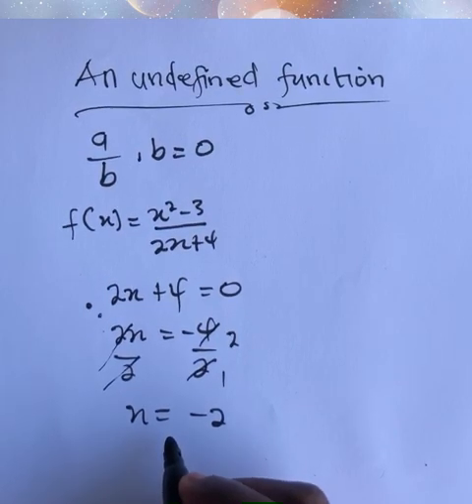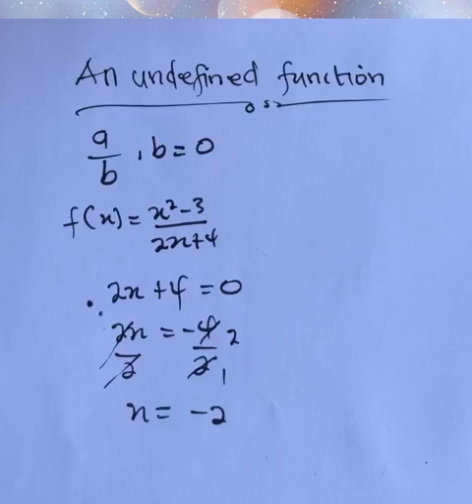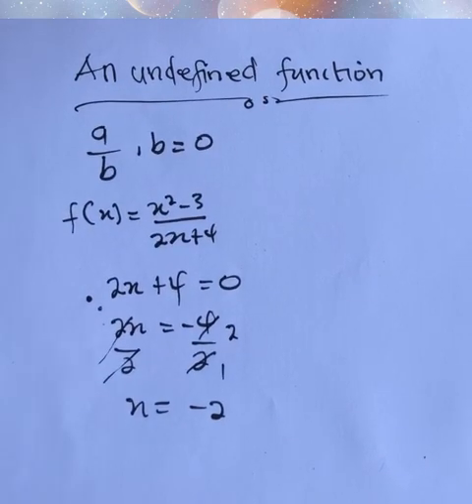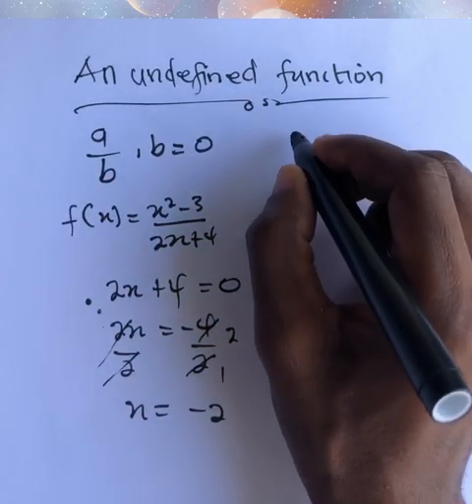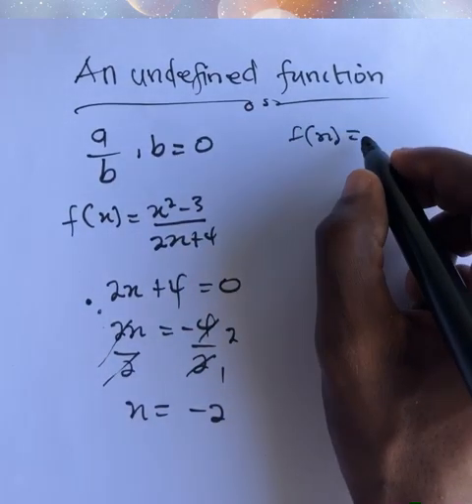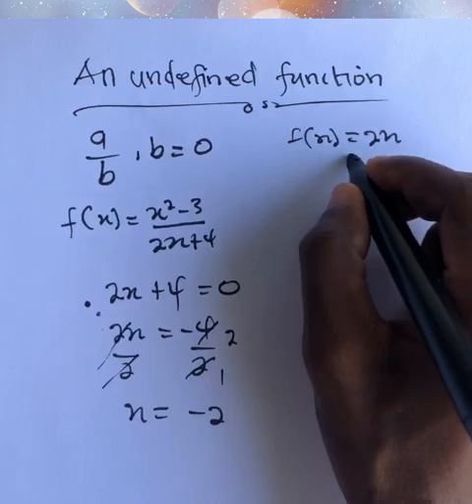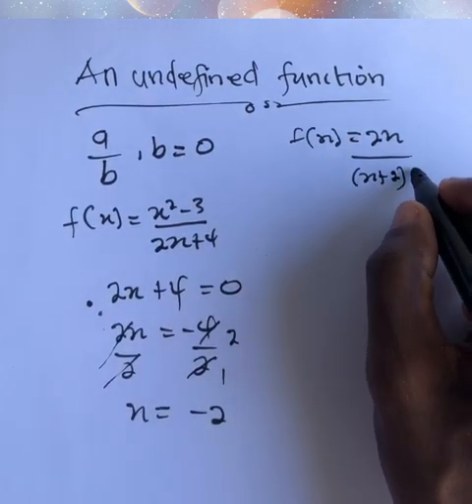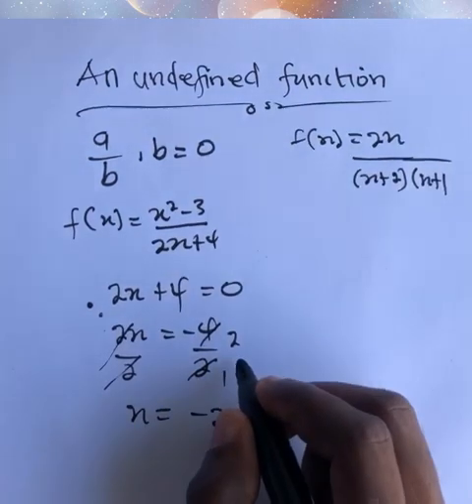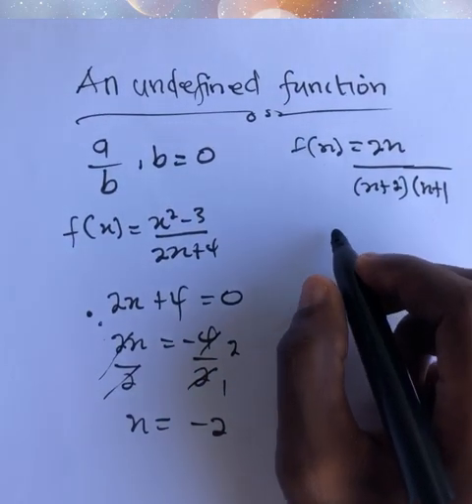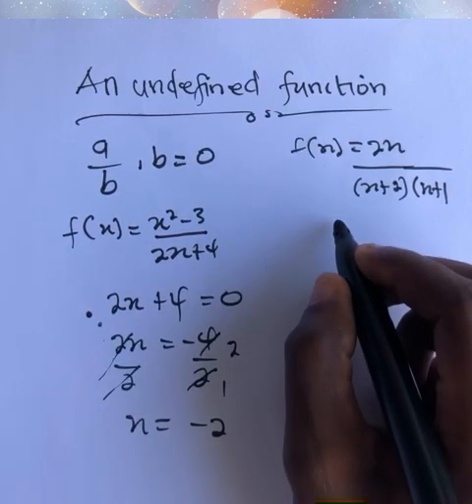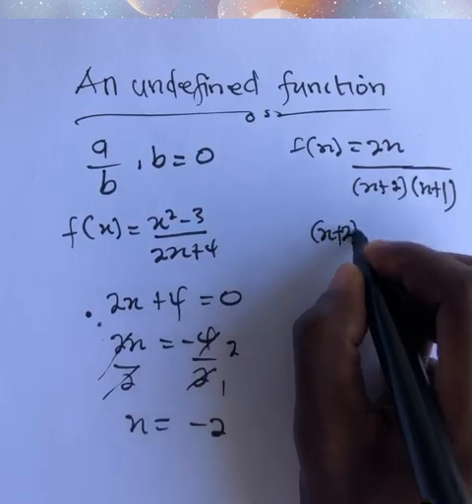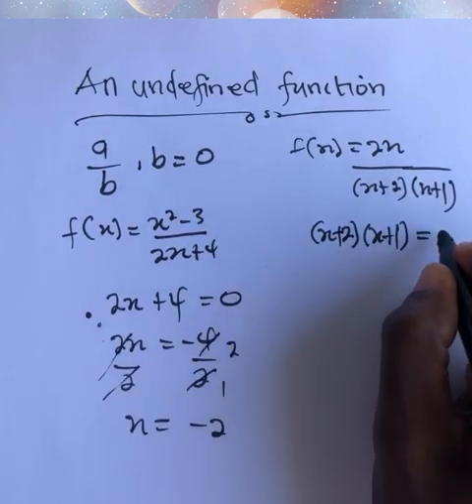Now let's look at another example. Okay, so if I have f of x equals 2x over x plus 2, x plus 1, then if I want to find what will make this function undefined, I have to take the denominator, which is x plus 2, x plus 1, then I'll equate it to 0.